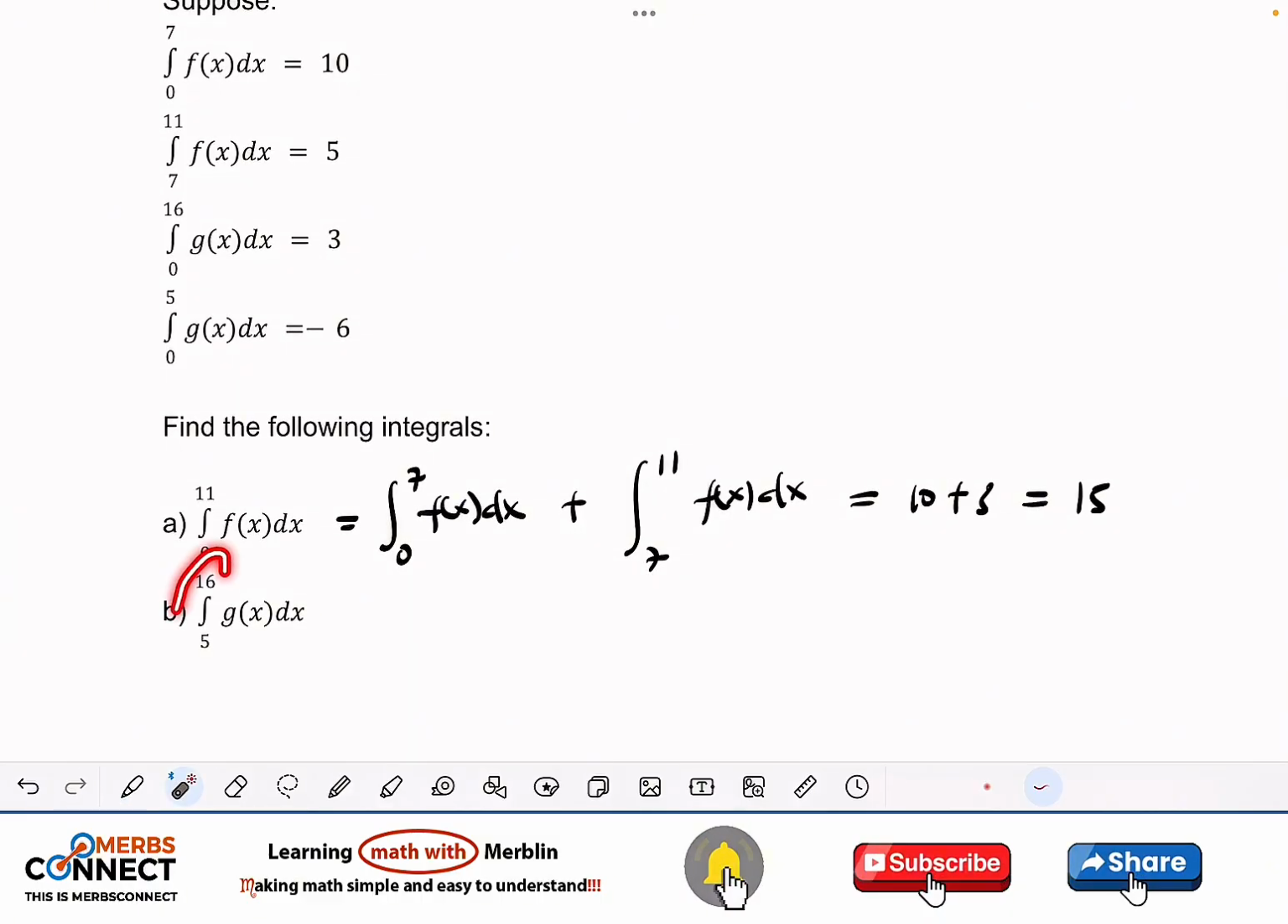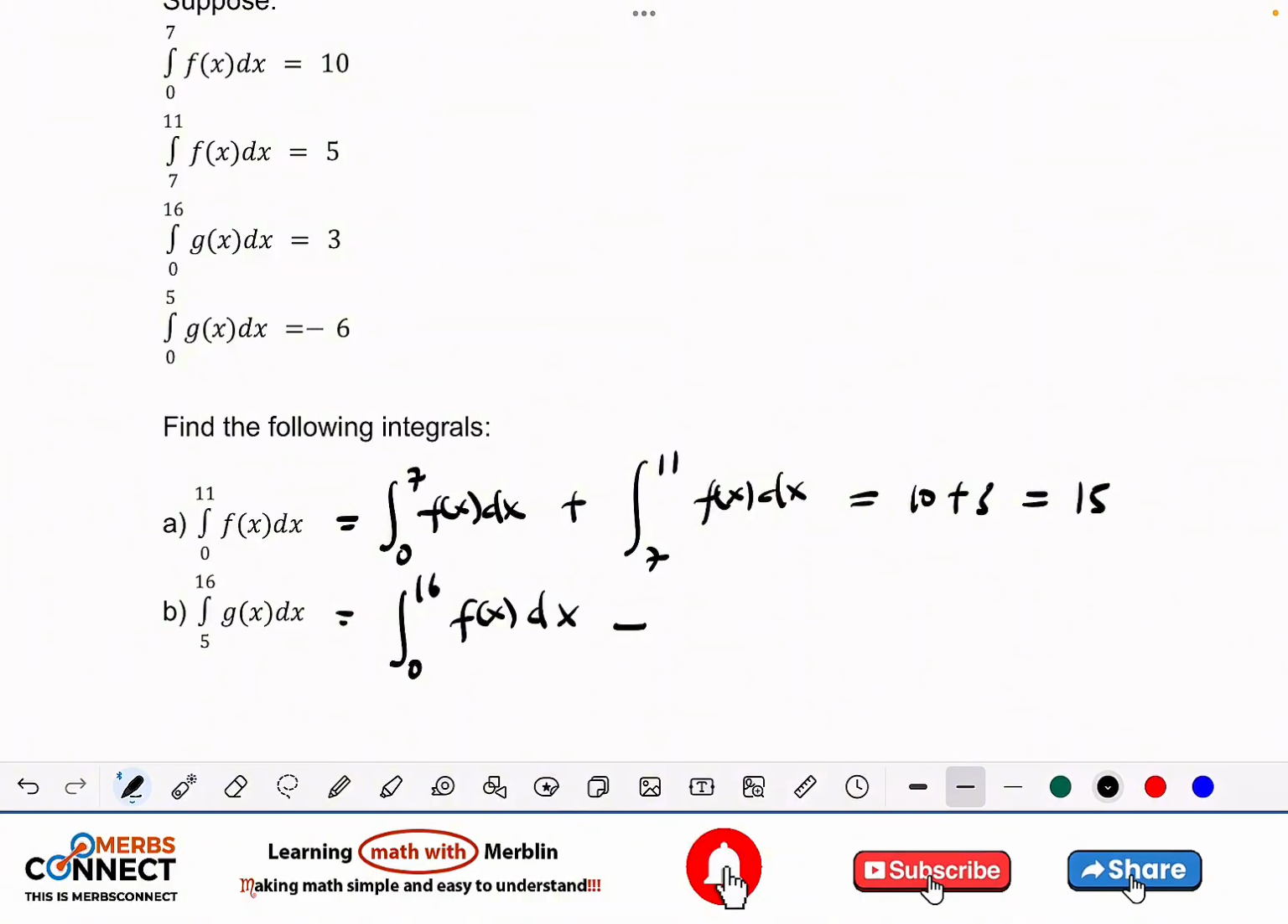Let's do the same for this. Now you see that we need something like from 5 to 16. We don't have from 5 to 16. The only one that talks about 16 is from 0 to 16, f of x dx. But we can see that this is more than what we want. This is starting from 5 to 16, but this is starting from 0. So what we need to do is subtract the integral from 0 to 5 of f of x dx.